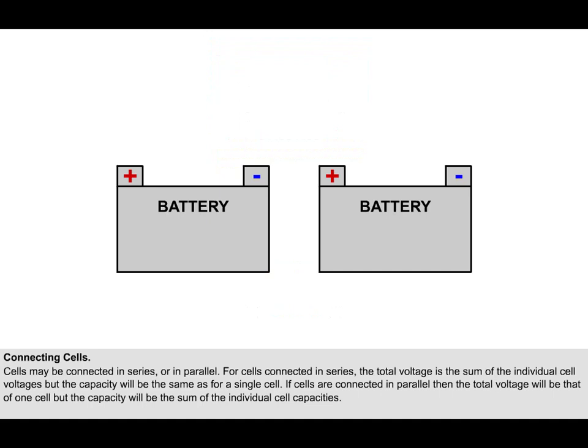As we have previously said, a battery consists of a number of cells connected together. If 2 or more batteries are connected together, then the same rules apply as for the joining of cells.